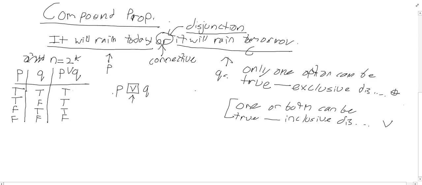So what this truth table tells us is that the statement, it will rain today or it will rain tomorrow, the whole compound proposition, will be true if it rains both today and tomorrow. It will be true if it rains tomorrow. It will be true if it rains today. And it will be false if it doesn't rain either day.